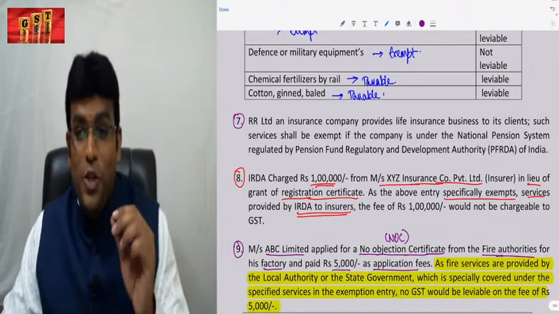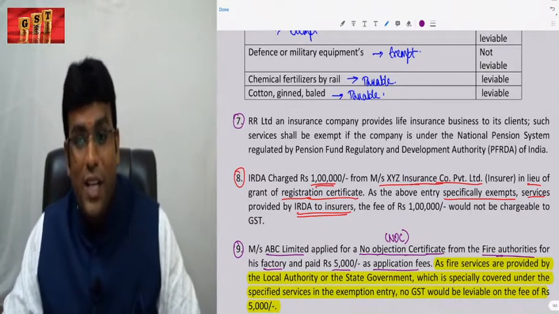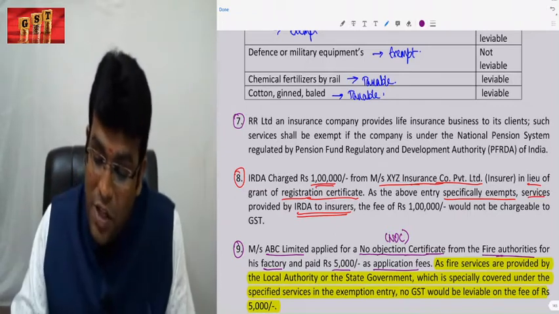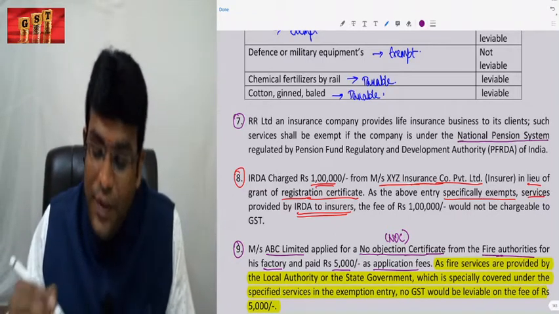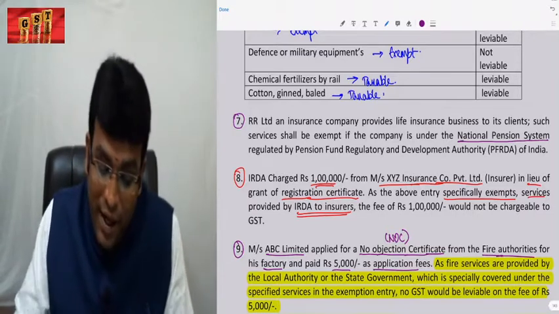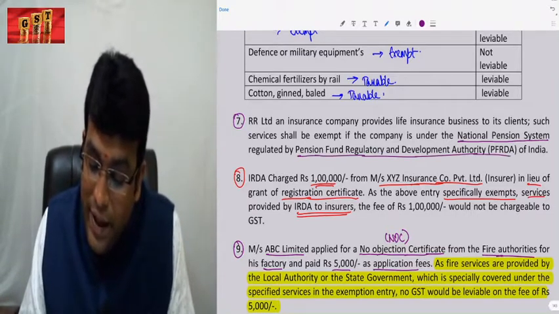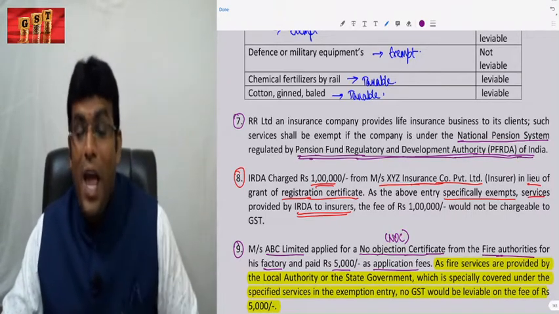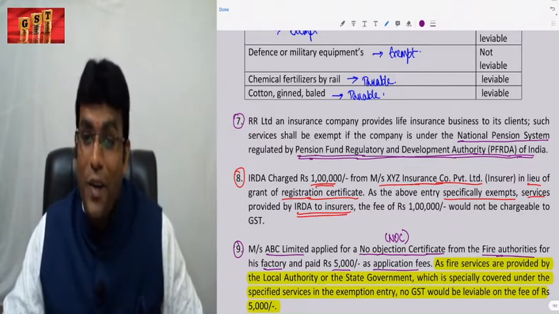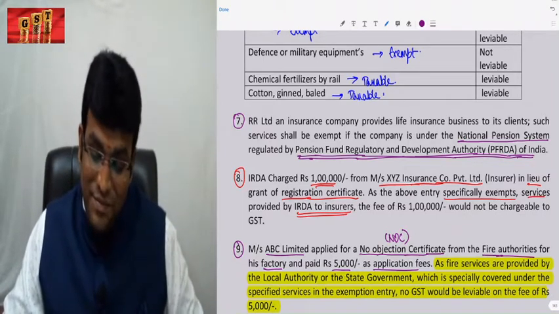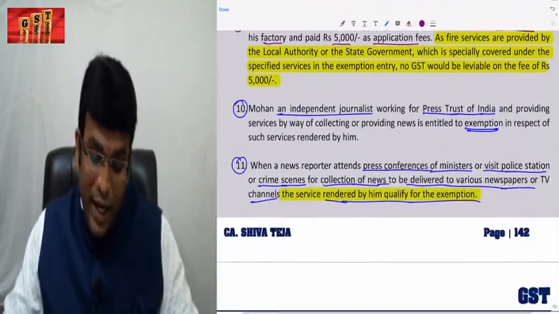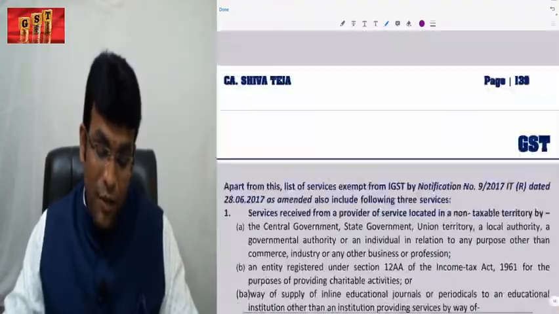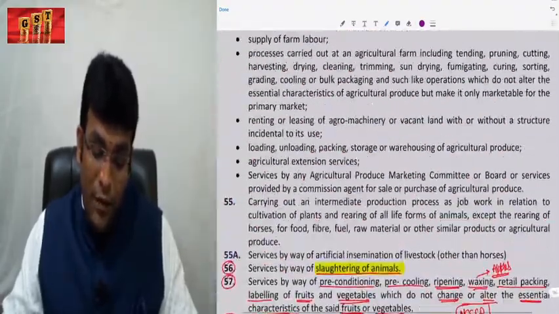RR Limited, an insurance company, provides life insurance business to its client. Such service is exempt if the company is under what, my dear friends? National pension system. If it is under a national pension system regulated by the Pension Fund Regulatory Development Authority of India. So exemption is only when it is regulated by the Pension Fund Regulatory and Development Authority of India. That's it. Clear with this? Good. 8, 9, 10, 11, 12 already done. The 13th one we'll talk about. For the 13th one we require some more knowledge, my dear friends.